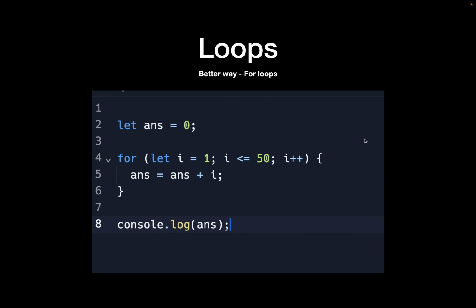This is the solution for our problem. It says let answer equal to 0. So this is the initialization of an answer variable. Then we say for let i equal to 0, i less than equal to 50, i plus plus, answer equal to answer plus i. This, if you notice, looks like the repeated logic that I talked about.